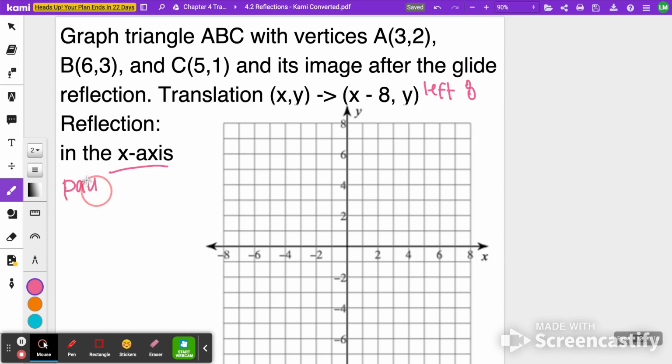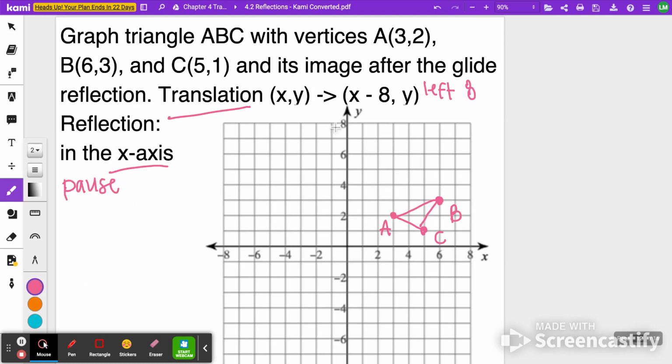So here's what I'd like for you to do. Go ahead and pause and plot your points. Click play to check the translation, and then try the reflection, and then click play to check your reflection. The first thing we want to make sure we have is our correct original image, or the pre-image. So we have A, B, and C at 3, 2, 6, 3, and 5, 1.